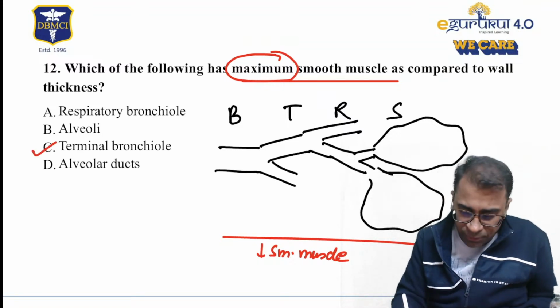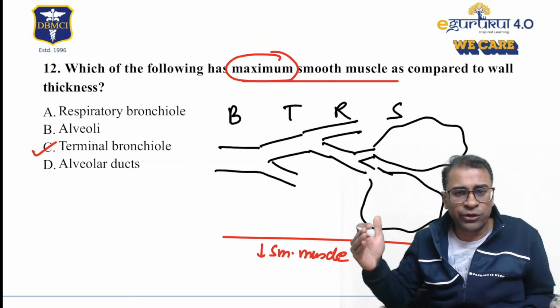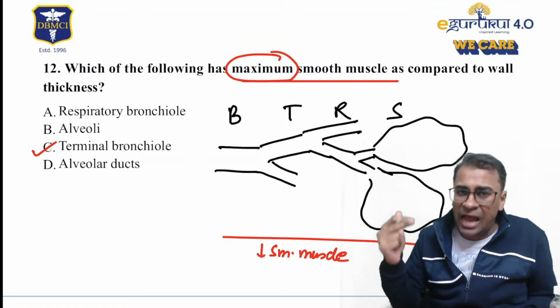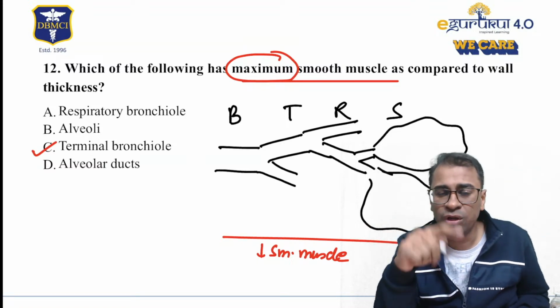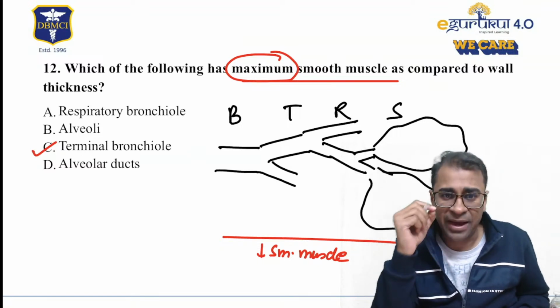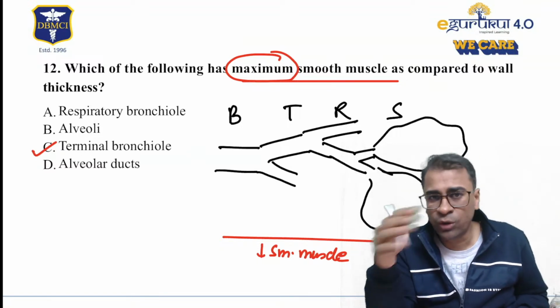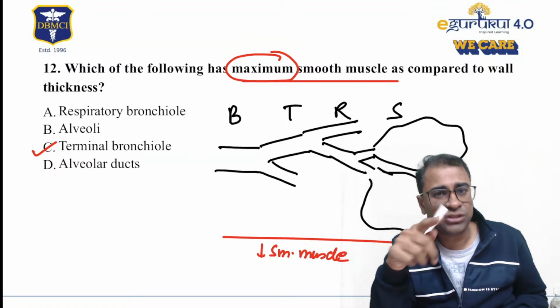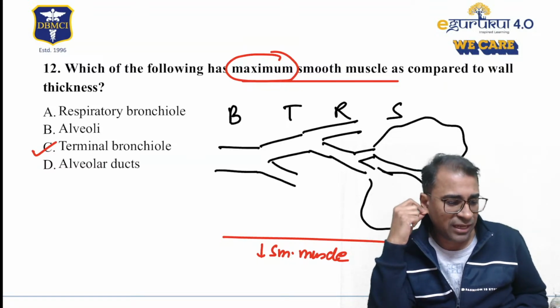That means if the question is maximum smooth muscle, the answer has to be bronchiole. If it is not in the options, then you choose terminal bronchiole as the next best answer. So remember, it's terminal bronchiole, then respiratory bronchiole, and ultimately the least is in the sac. Had bronchiole been an option, that would have been the best answer with the maximum smooth muscle. But in its absence, I am choosing terminal bronchiole as the second best answer. Okay?